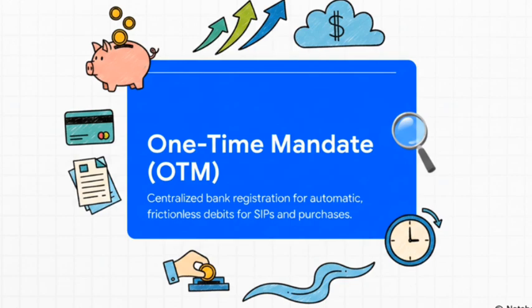For your ongoing investments, the one-time mandate, or OTM, is going to be your best friend. By filling out just one form, you register your bank account with the National Automated Clearinghouse. You set a maximum daily limit, and from that point on, you completely eliminate the hassle of manually pushing payments. It allows for totally frictionless, automatic debits for your SIPs or even sudden lump sum purchases.